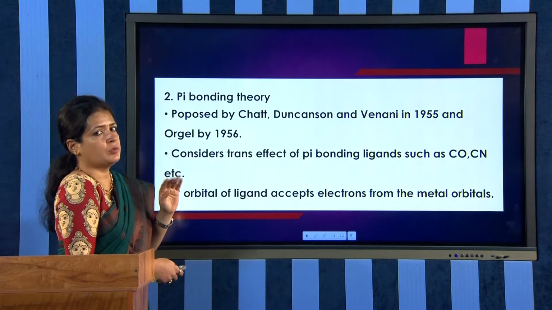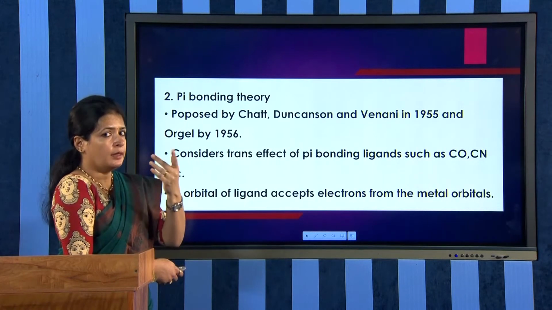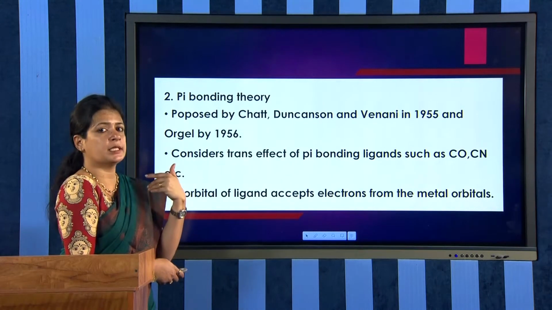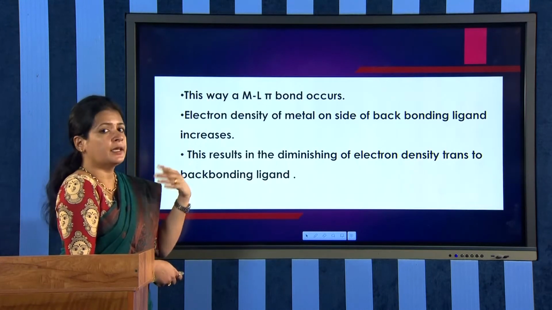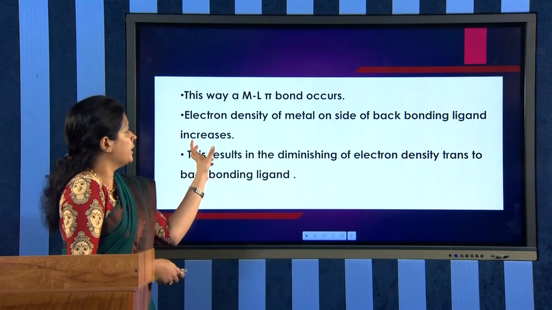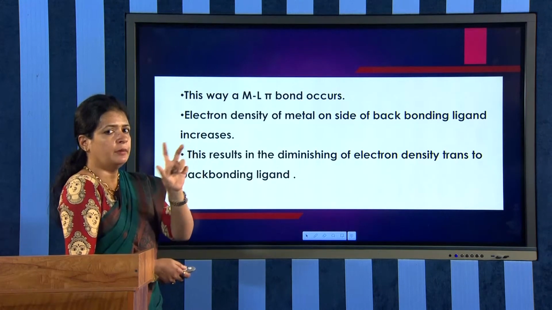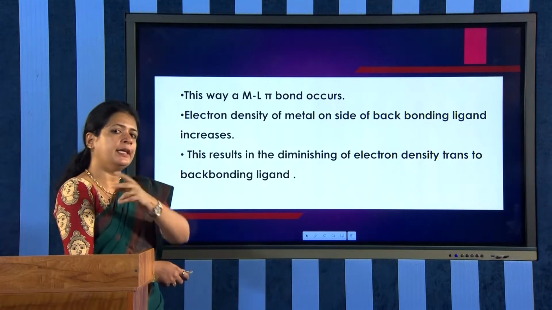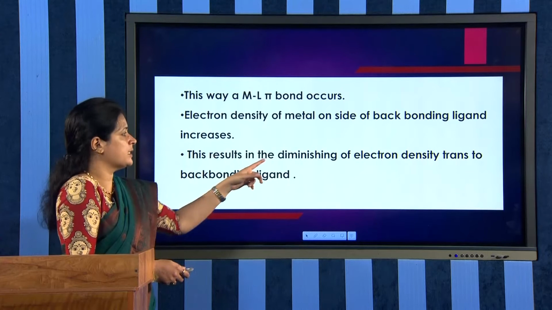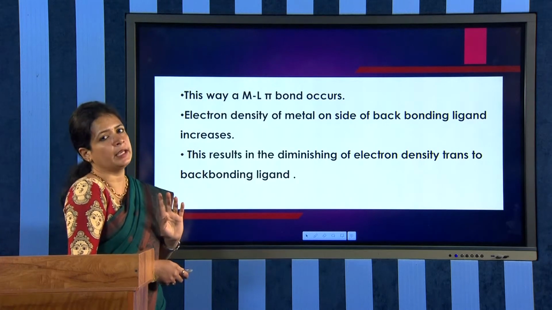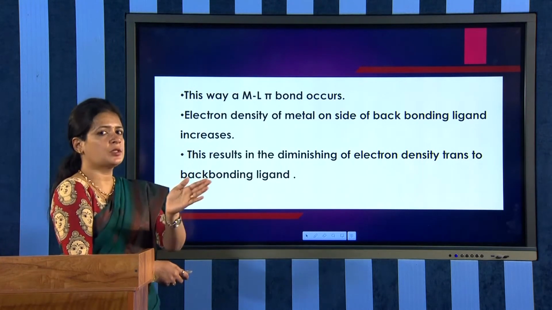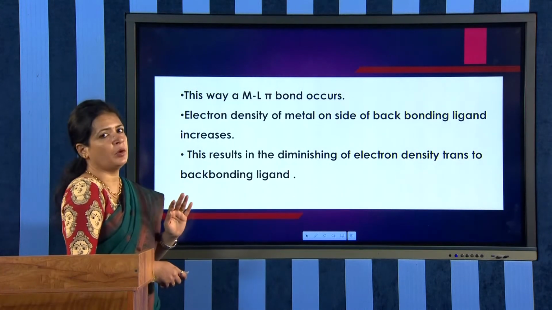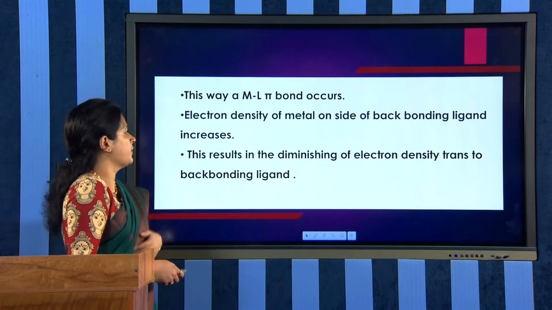are pi bonding ligands. What happens initially? They will accept the electrons from the metal to their pi star orbital and thereby increase the electron density between the metal-ligand bond. There will be the higher electron density, and what is the result? That will decrease the electron density trans to the back bonding ligand, and that ligand which is trans to the back bonding ligand will be easily removed. This is how pi bonding theory explains the trans effect. Okay.